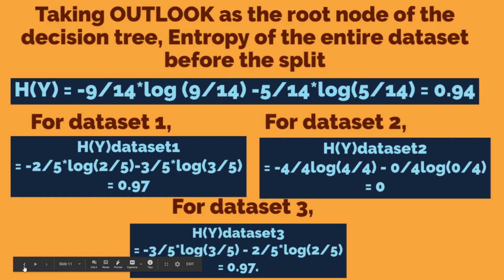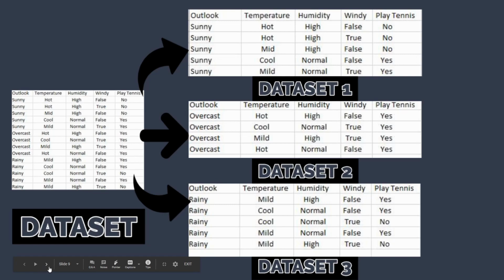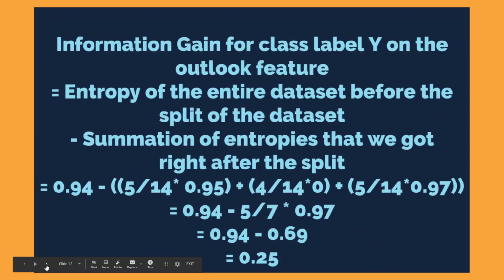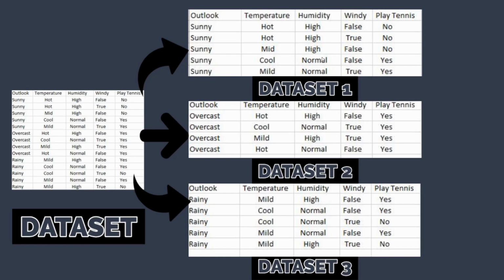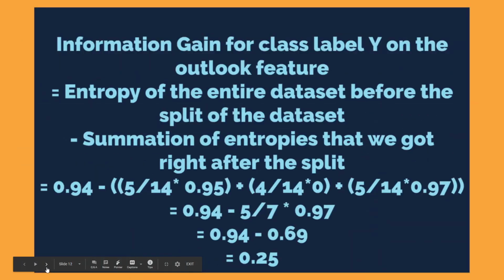minus this term. Now if we compute the summation of entropies that we get right after the split, this will be equal to 5 upon 14 into the entropy that we get for this subset, which is 0.97, plus 4 by 14 into 0 for the second subset, and for the third subset it is 5 by 14 into 0.97.